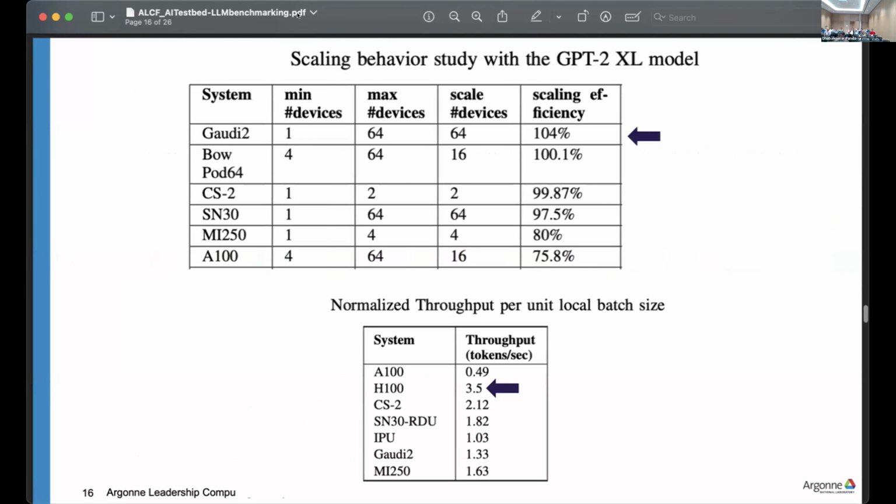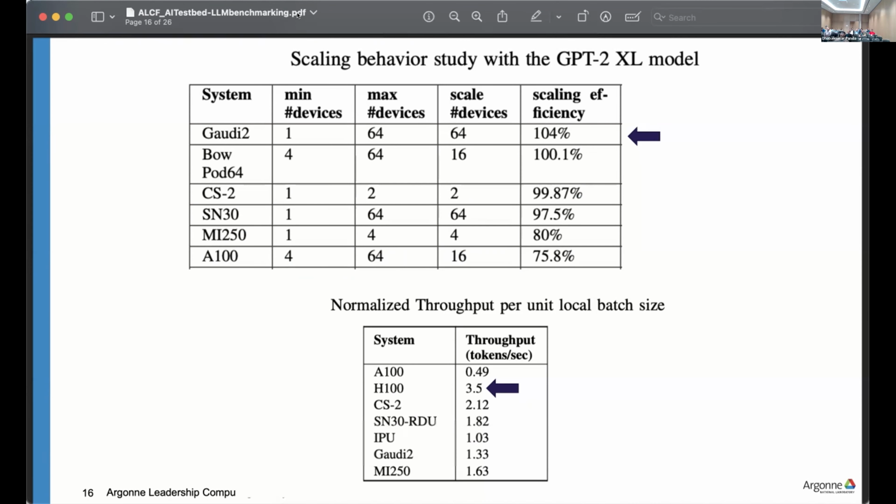Some more data points from the scaling behavior. Looking at different systems, the minimum device count and the maximum width that we scale. And looking at the scaling efficiency, we found that Gaudi 2 was doing pretty impressive, getting pretty good scaling efficiency numbers out there.